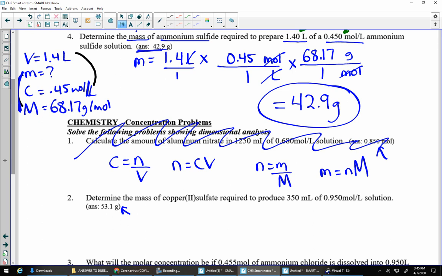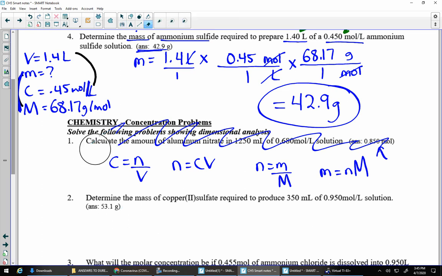So we're given either volume or mass, and we use a conversion factor to figure out the moles, and then we use that moles and another conversion factor to solve for whatever we're looking for. Cool, so that's essentially all there is to it.